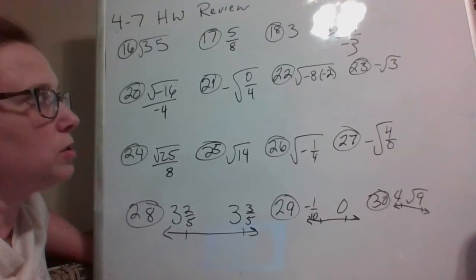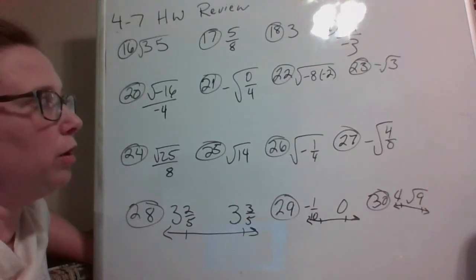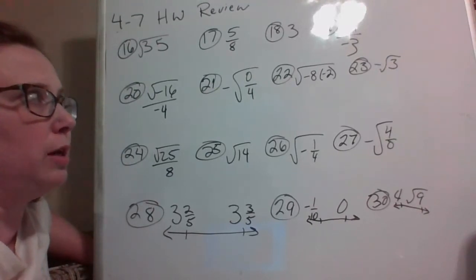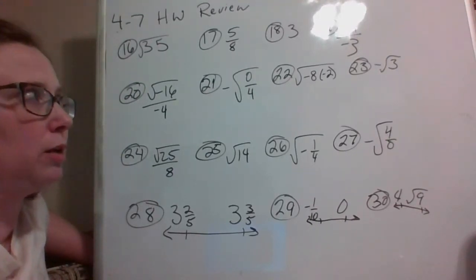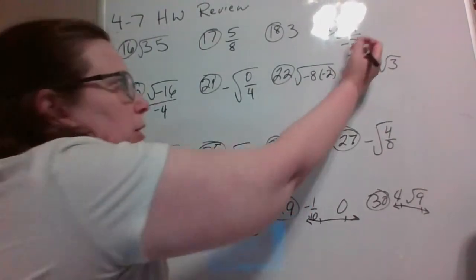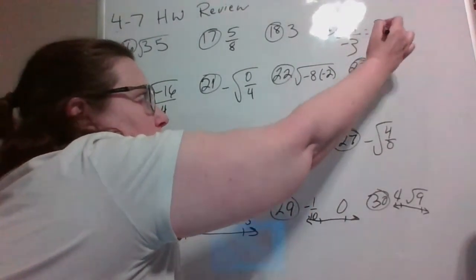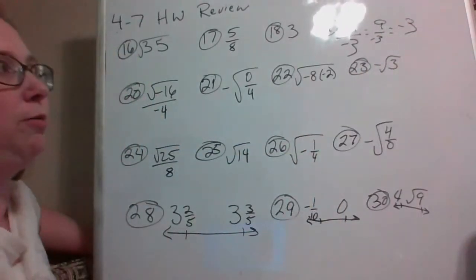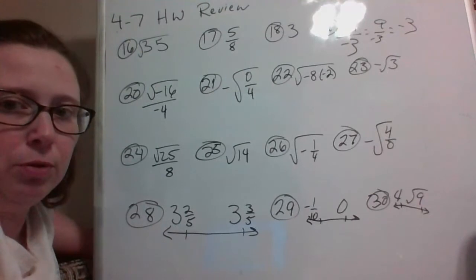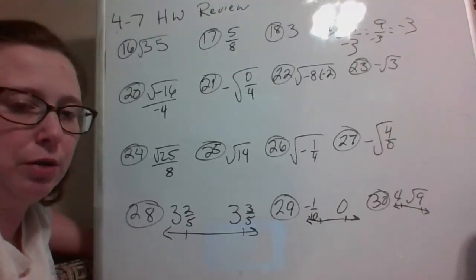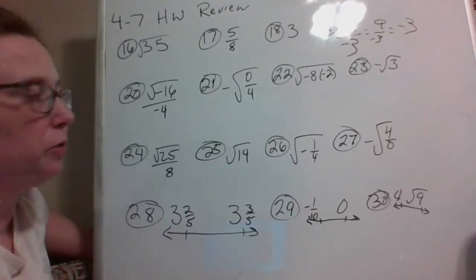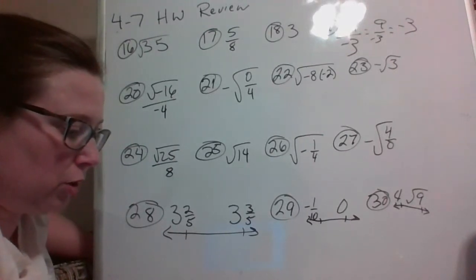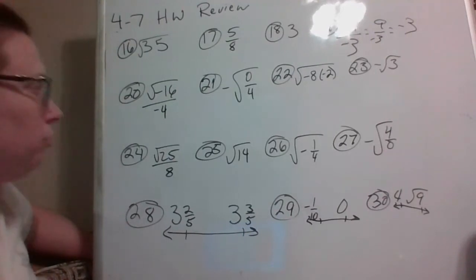Number 19 is the square root of 81 over -3. So the square root of 81 is 9. 9 times 9 is 81. So then we would have 9 over -3, and that would simplify to -3. -3 would be an integer, rational, and real. Number 20, the directions say state if each number is rational, irrational, or not real.